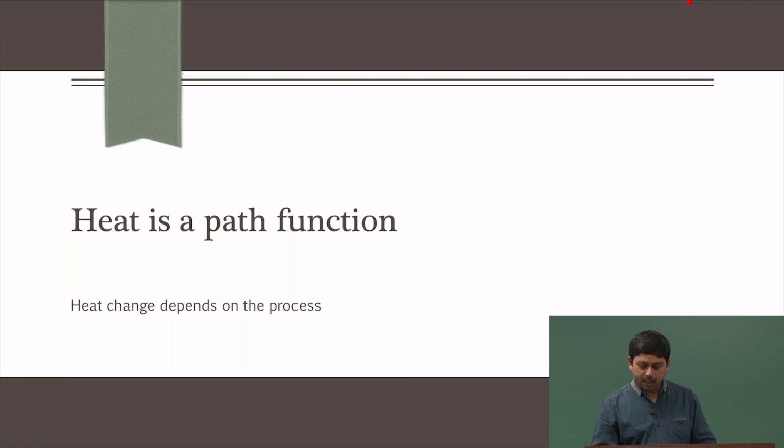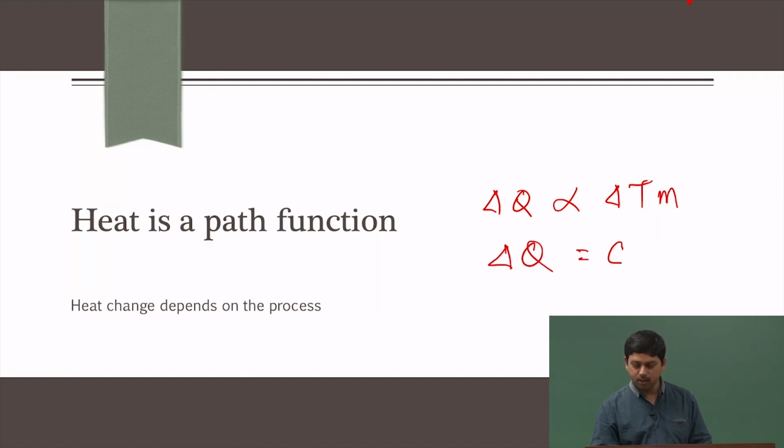So work is a path function, and heat is a path function also. Now we are going to establish why heat is a path function. What is our understanding about heat? Our understanding is that heat is proportional to temperature. Now how can it be a path function? It is proportional to temperature, and also to mass, but there is another quantity that heat depends on, which is the specific heat.